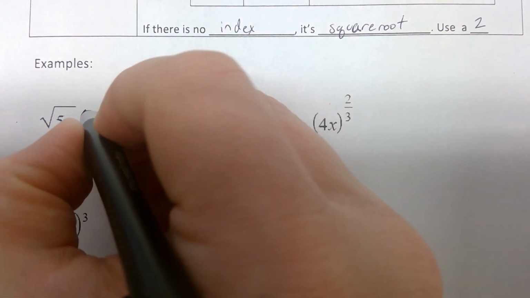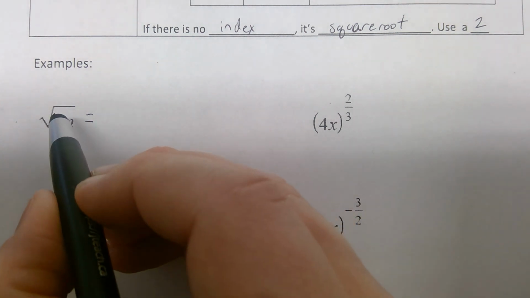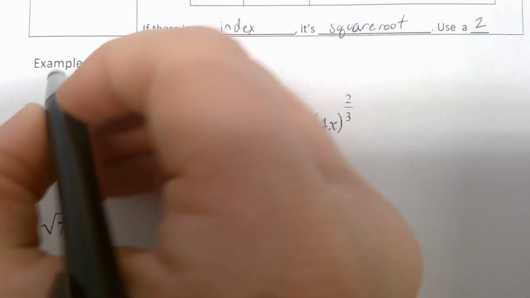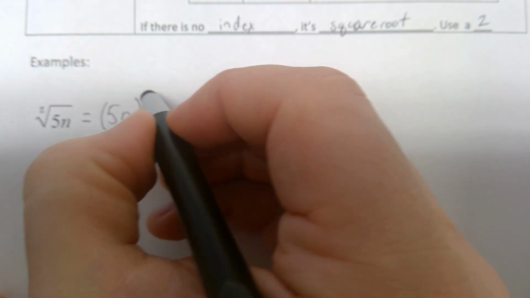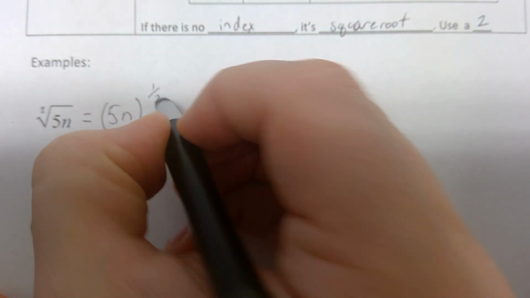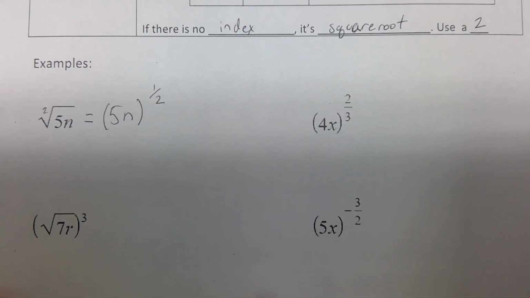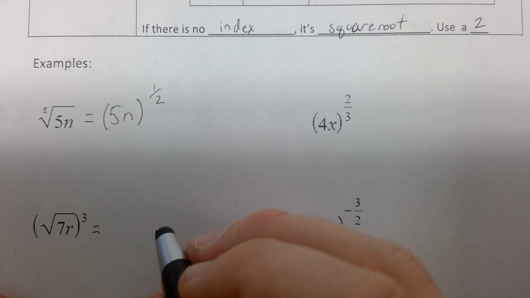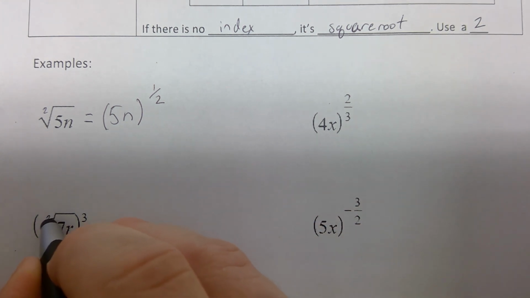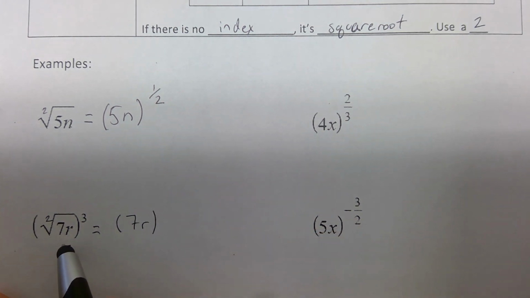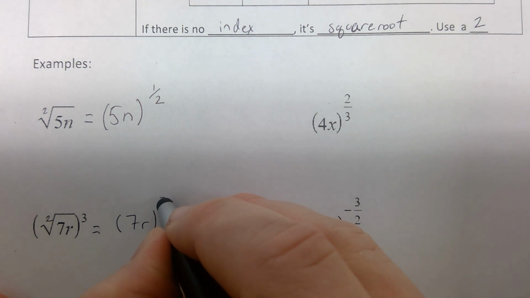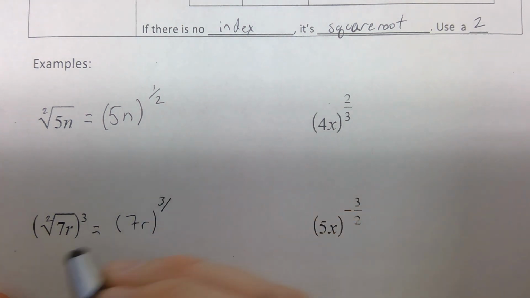So we've got the square root of 5n. Now I don't see an index, so that means my index has to be 2. So 5n, make sure that goes in parentheses. Exponent is 1 over 2. Now we have the square root of 7r cubed. So once again, I don't see an index here. I can write a little 2 there. So my base is 7r, it's in parentheses, it was inside the radical here. My numerator stays as my main exponent. My denominator is my index. There's my 2.